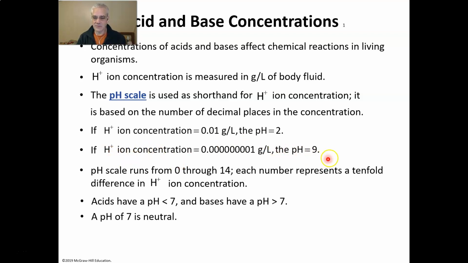On the other hand, if it's the other way, it's called a basic solution. All right? 0 to 14. 0 is very acidic. 14 is very basic. Acids have a pH of less than 7. Bases have a pH of greater than 7. What does that mean? That means a pH of 7 is neutral. 7 is right in the middle.